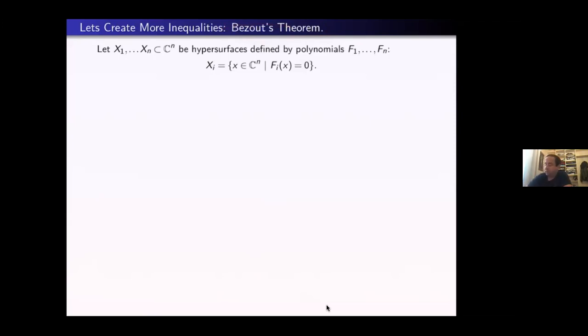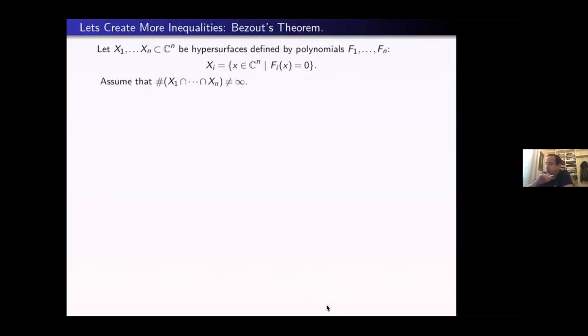The following story. There is a very famous Bezout theorem, which tells us the following. You take polynomials F1, ..., Fn. Those are just polynomials, so nothing creative. And what you define, you take Xi, each of them a polynomial of n complex variables, and Xi will be the surface defined as the solutions of this polynomial.